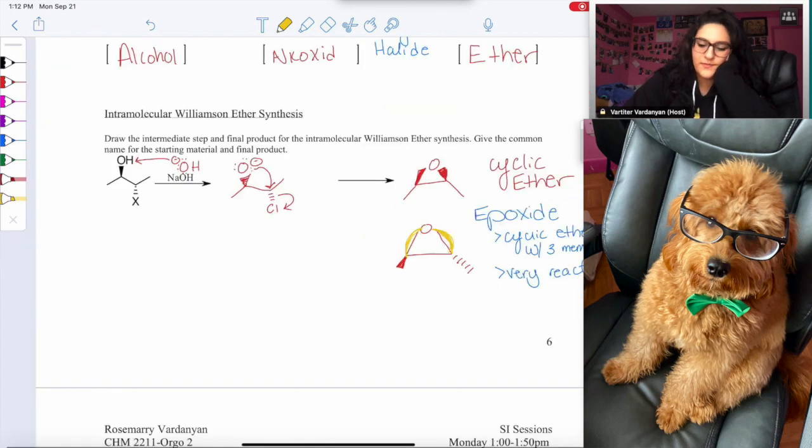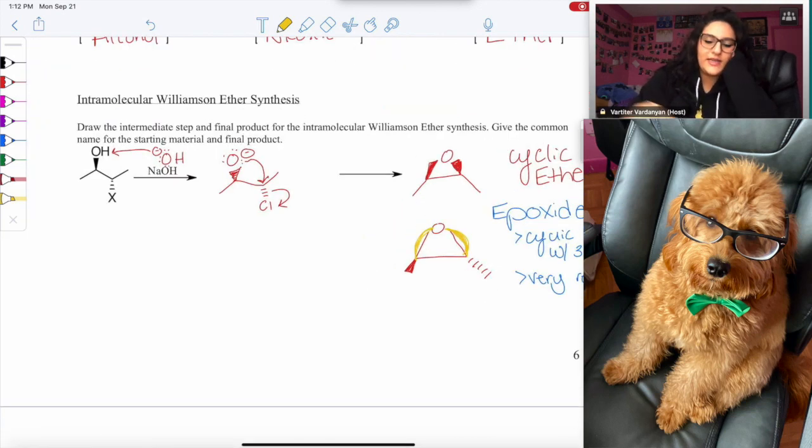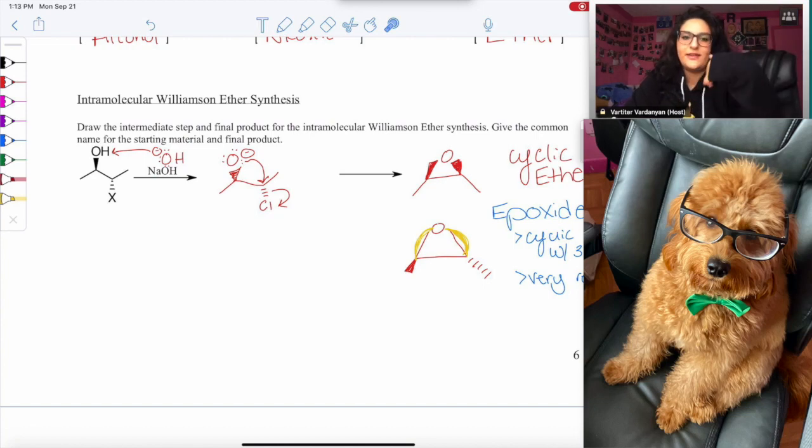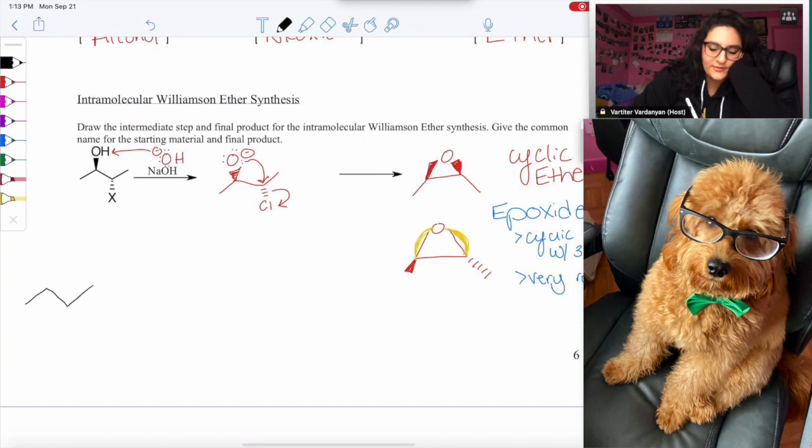Now, the reason I pointed out that this is an epoxide is so I can drill the point that epoxides are a type of cyclic ether. So every time you have an epoxide, it is an ether. But just because you have a cyclic ether does not mean you necessarily have an epoxide. That's something that people get tripped up on sometimes. So since I said that, we're going to do another example of this reaction. And I'm sorry about Bear.